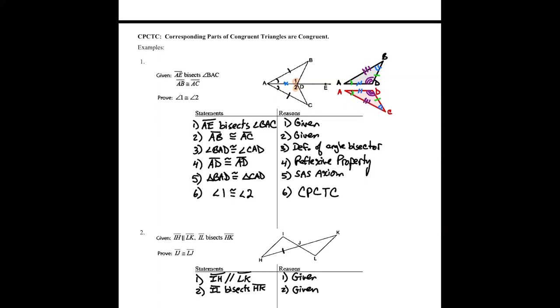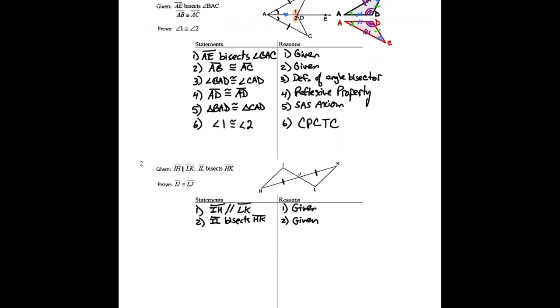So we can now conclude that HJ and KJ are congruent to one another. All right. So HJ is congruent to KJ. And that would be by definition of segment bisector.